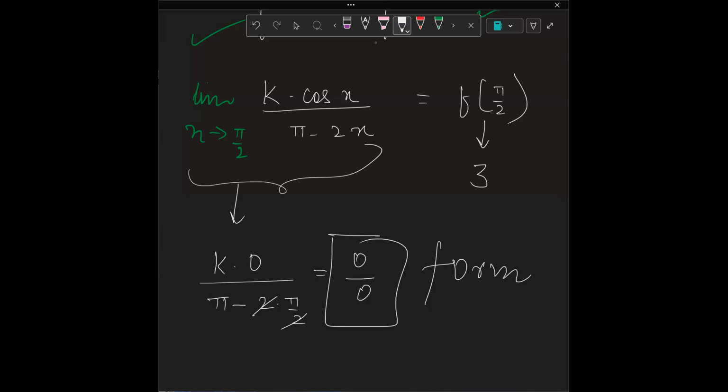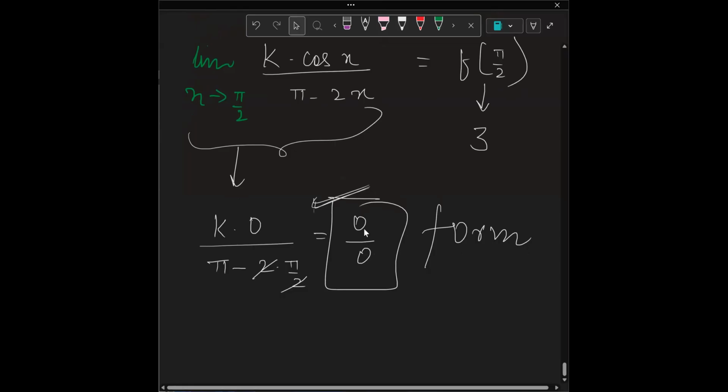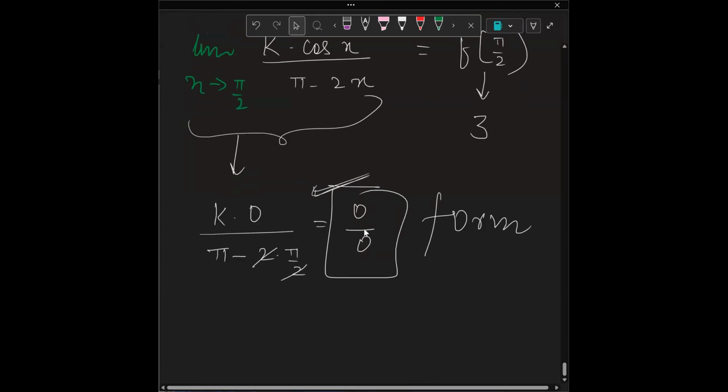So whenever we are getting 0 over 0 form, that means we have to modify our function so that we cannot get the 0 over 0 form again. For that, we have to convert our function in such a way that we cannot get 0 over 0 again. So for that, what can I do? Tell me.